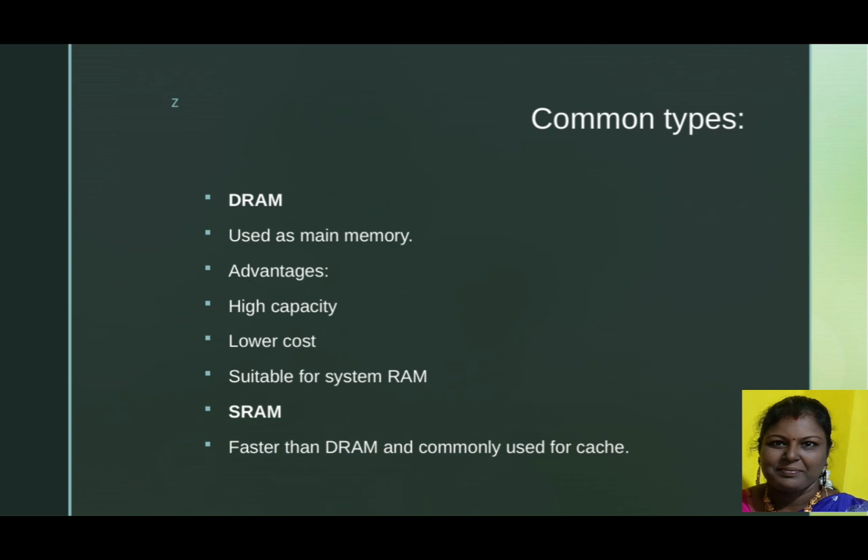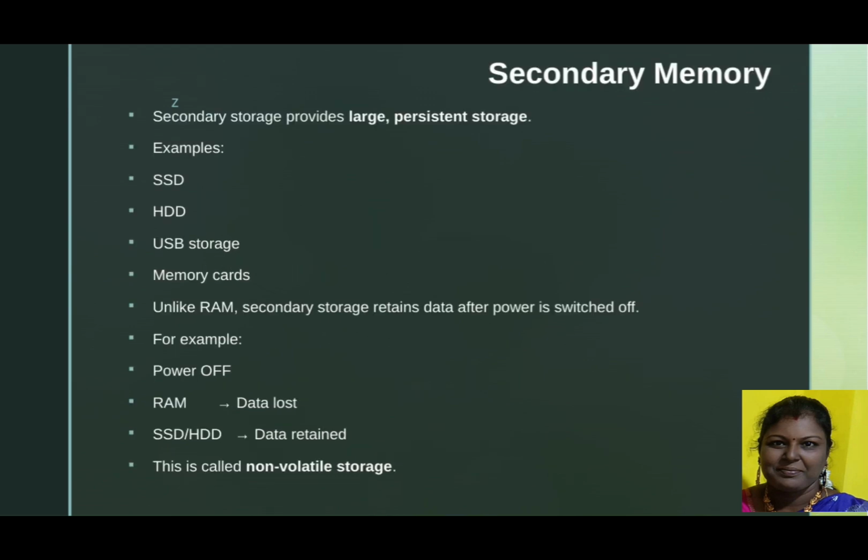Secondary storage is where we keep our data safe for the long haul. Unlike RAM, which loses everything when the power goes off, secondary storage holds onto information even without power. Think of SSDs, hard drives, USB sticks, and memory cards, all examples of this kind of storage. This persistence is what we call non-volatile storage. It's the backbone for saving files, applications, and everything we want to keep around, no matter what happens to the power.